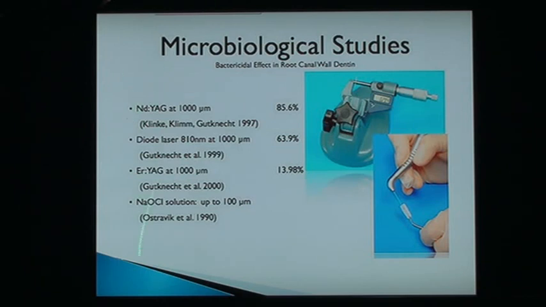Nd:YAG laser, we said it's highly absorbed in melanin and hemoglobin, and it's highly transmitted in water. What is the meaning of highly transmitted in water? That means it will go through the water without losing its energy. The photon will not lose any energy. That's why, I will show you this photo here.